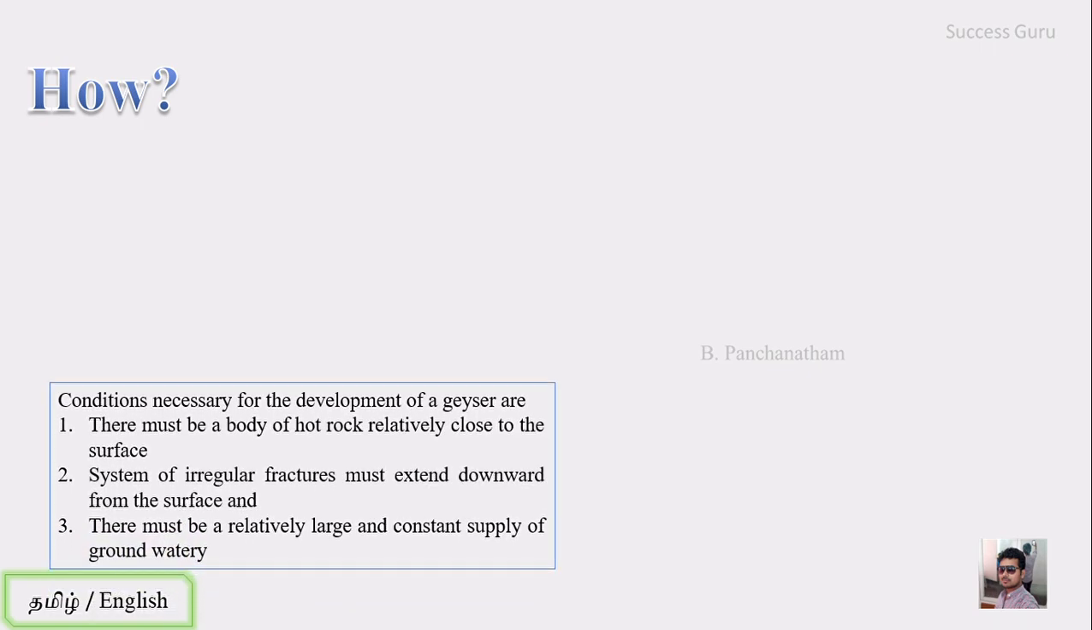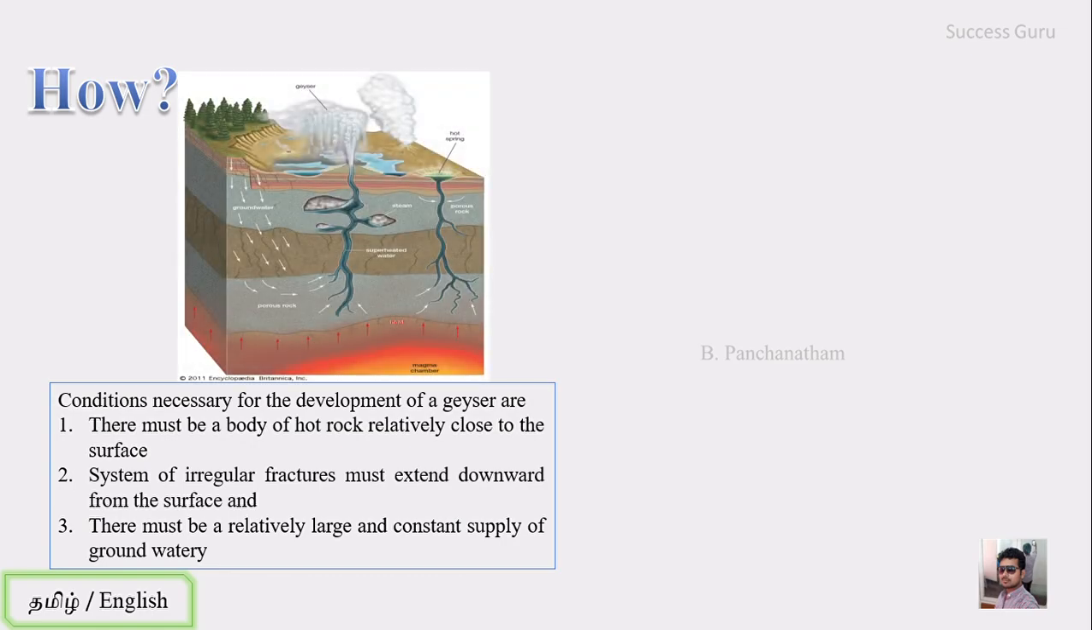So let us see how it is formed. The conditions necessary for the development of geysers are these: there must be a body of hot rock relatively close to the surface, a system of irregular fractures must extend downward from the surface, and there must be a relatively large and constant supply of groundwater. These are the minimum requirements for the formation of a geyser. Groundwater is moving here, the geothermal gradient gives the heat, and there are fractures connecting the surface to the underground, along with a supply of groundwater. If these three minimum requirements are fulfilled, then the geyser will work.